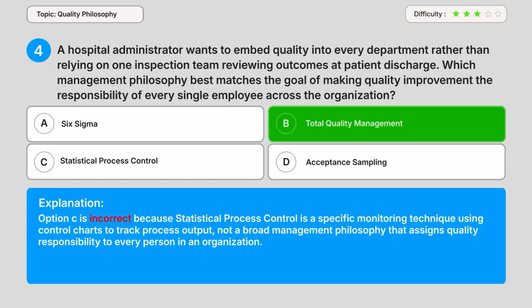Option C is incorrect because statistical process control is a specific monitoring technique using control charts to track process output, not a broad management philosophy that assigns quality responsibility to every person in an organization.